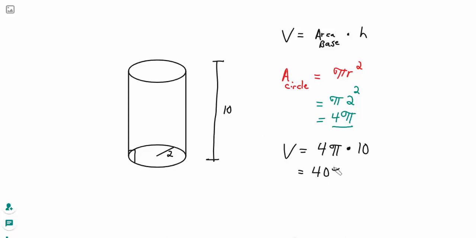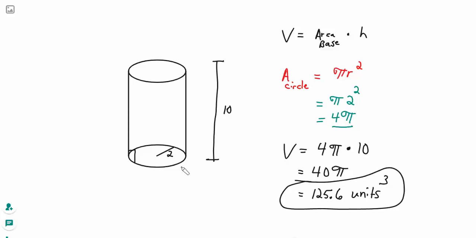And then you take the 40 times it by the pi, which would be the 3.14, which we'll just do that real quickly here. 125.6. So it's 125.6, and we didn't get units, so we're going to write units. Units, if I can spell units, cubed. And that would be our final volume for this can, so to speak. All right.